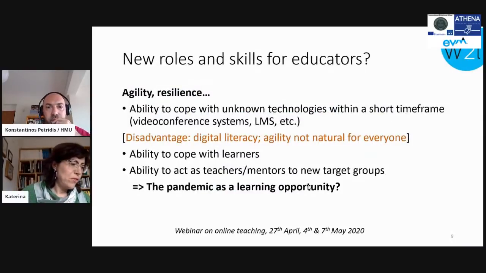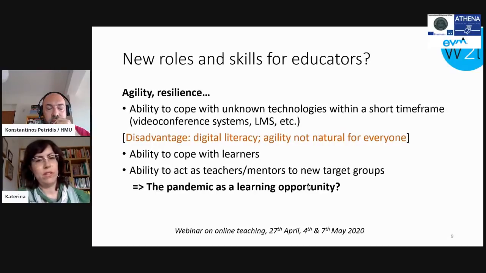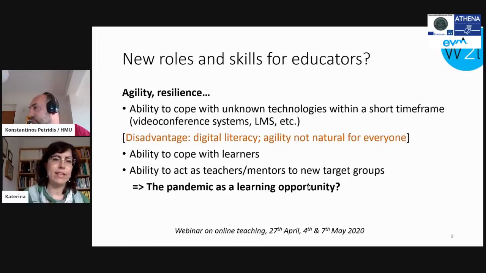Next slide, please. Let us now move the discussion to the new roles and skills for education, for educators. I have indicated, for instance, agility and resilience, the ability to cope with unknown technologies within a short time frame. The disadvantage, of course, is that agility is not natural for everyone. You cannot expect anyone to be agile, to be fast, to adopt tools and to understand the functionalities and also to share them with a learning community.